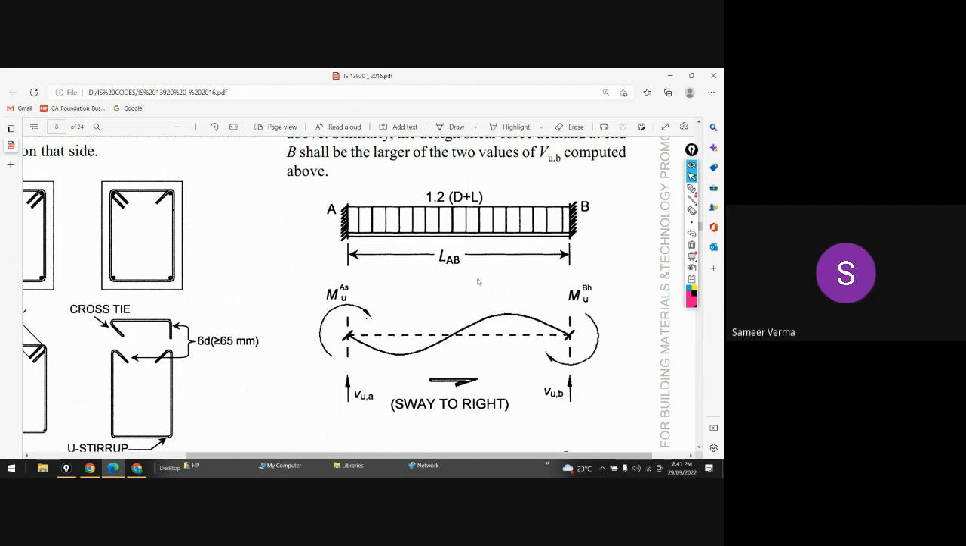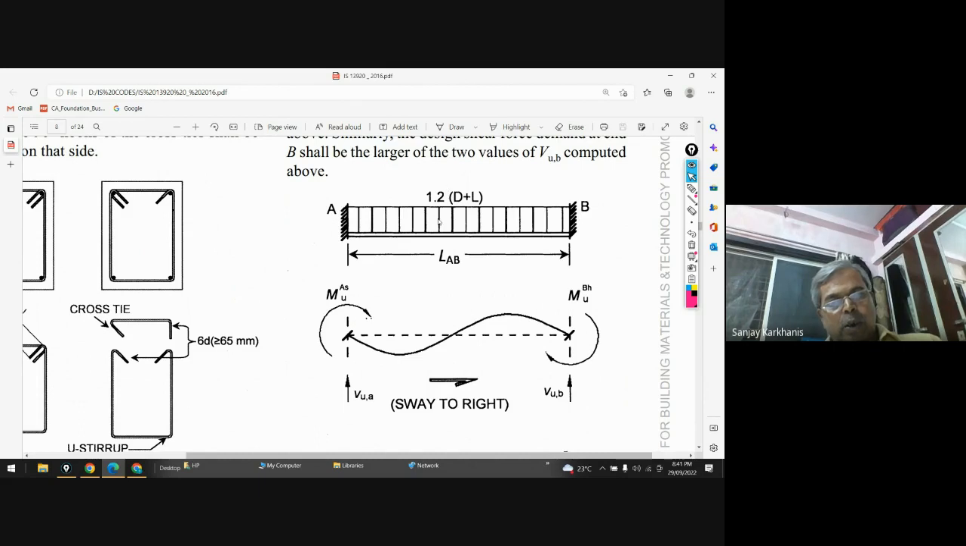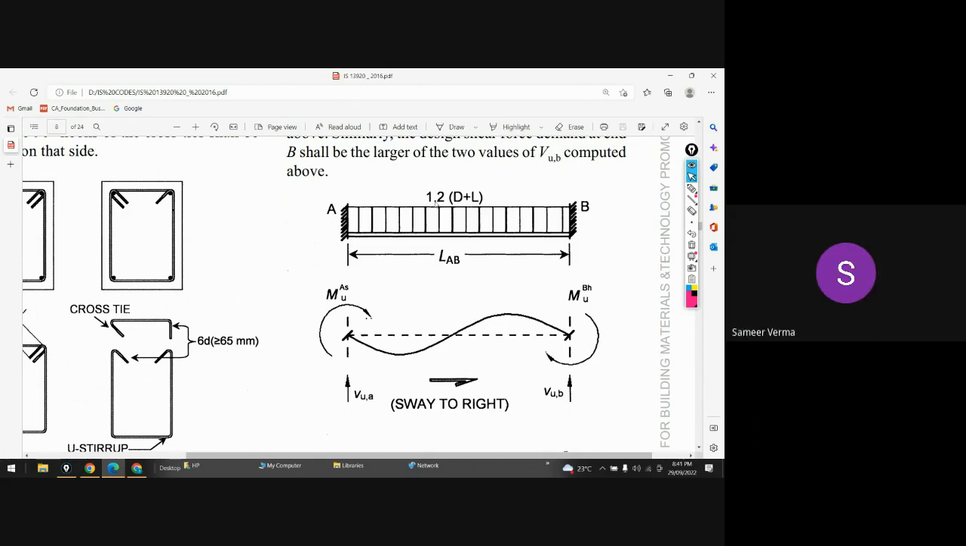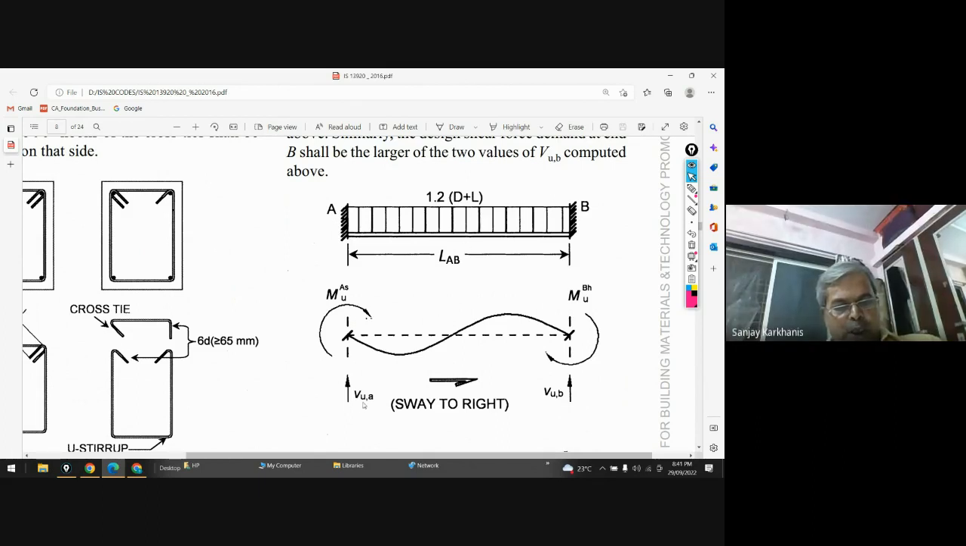Clear? Yes, sir. That's why you are finding out the shear forces with 20% increase working load. Clear? Clear, sir. So that is the result. So VUA and VUB are the results due to this 1.2 dead load plus 1.2 live load. Now this is the moment that is applied.